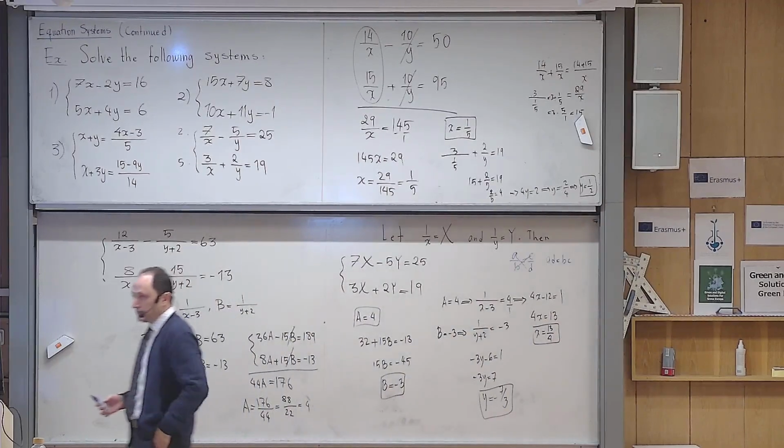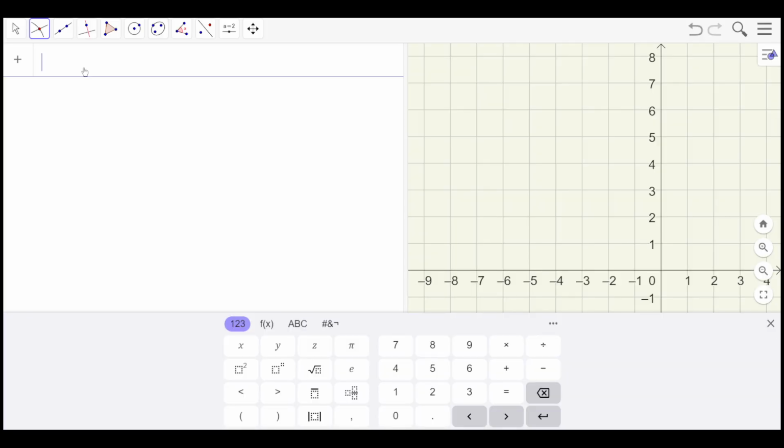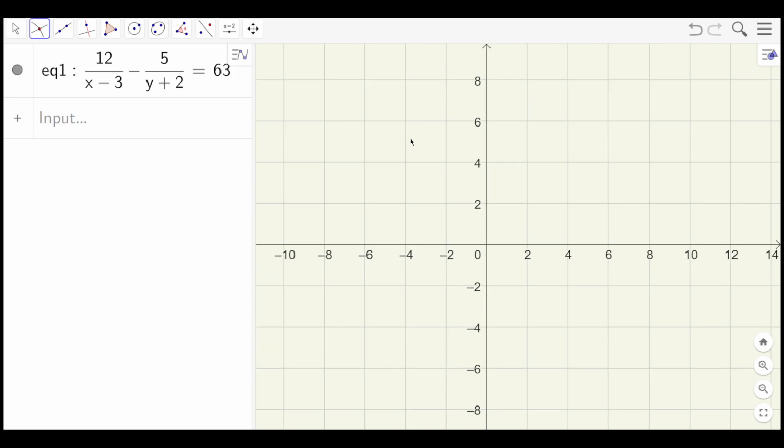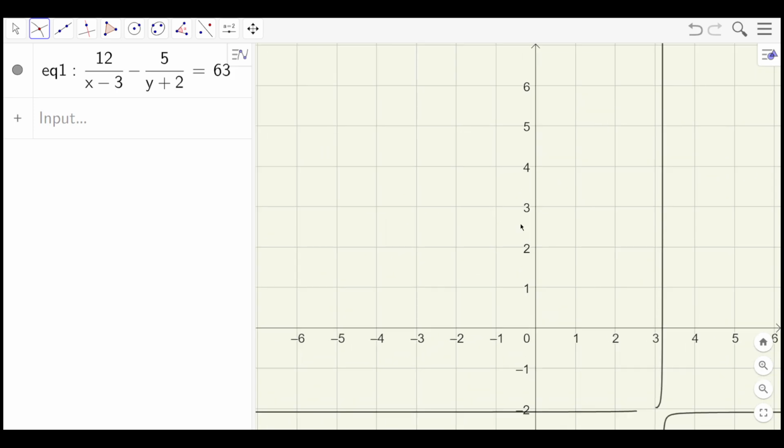Okay, so now let us go back here. This is important. Listen. I will type this equation. I don't even know myself what will be the equation. What would be the graph? It would be x minus 3 here, and then I go here, minus 5 over what? y plus 2. And then equals to what? 63. The number is a little bit bad. Okay, so a very strange thing happens here. So you see, because I will fix it, of course.